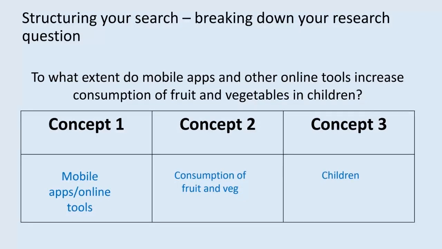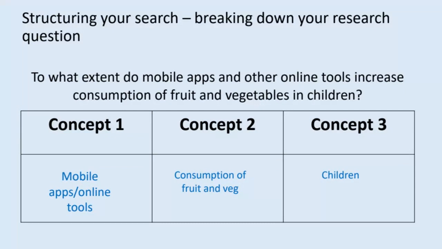First of all, the first concept in the question is around the mobile apps and the online tools. So we can start to craft part of the search around the mobile apps and the online tools. The next concept is around consumption of fruit and veg. And the final one is our population, that's children. And pretty much every research question can be broken down into 2, 3, or 4 key elements.